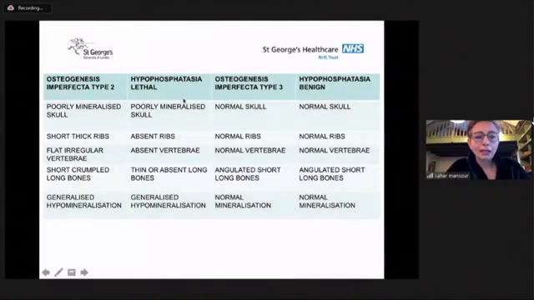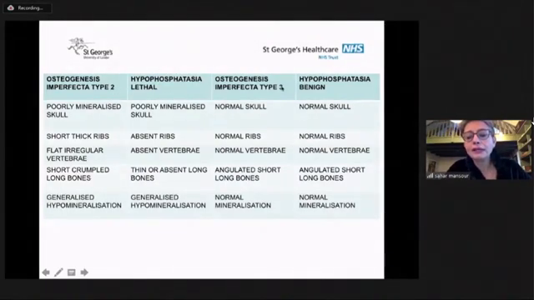So in the lethal forms, we've described osteogenesis imperfecta, which shows lots of fractures and a poorly mineralized skull, but you can usually see the bones. In the lethal hypophosphatasia, you might not see very many bones. There may be bones that look missing. They're very thin. They're not short, squat, and crumpled like the OI type 2. So these are the lethal forms.